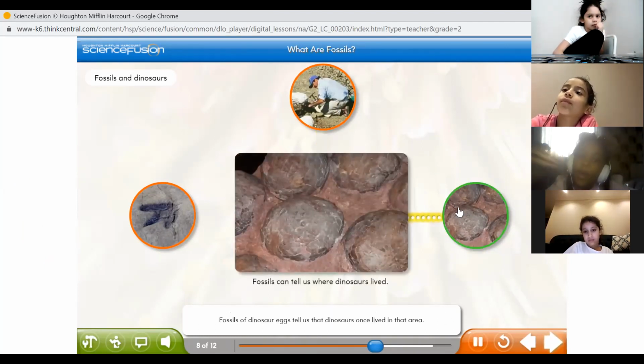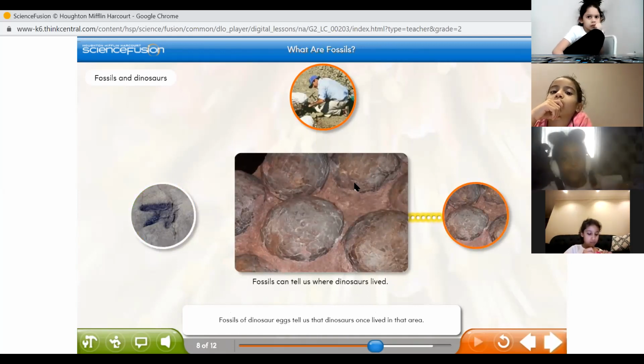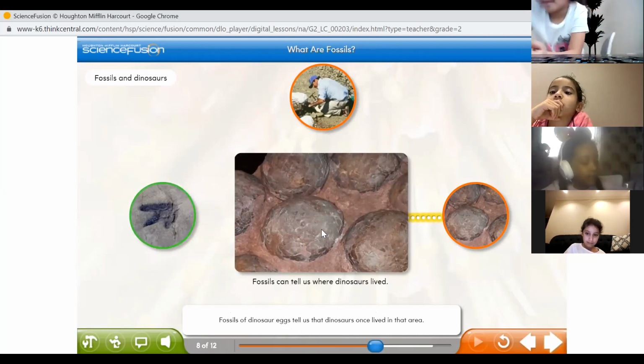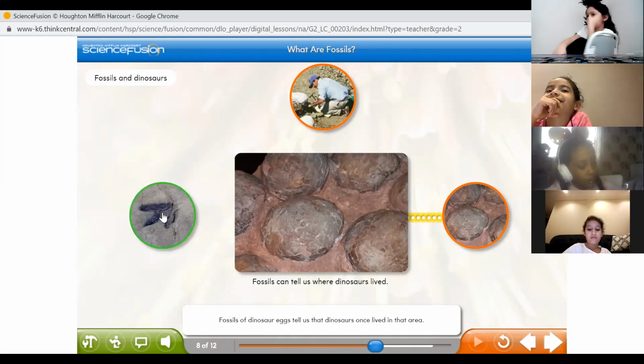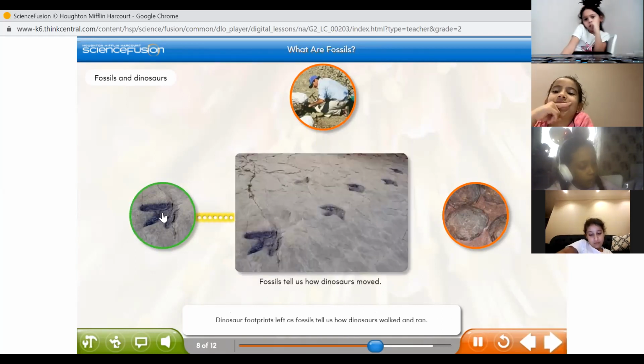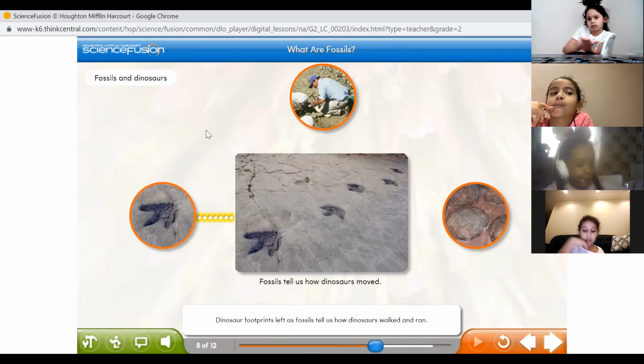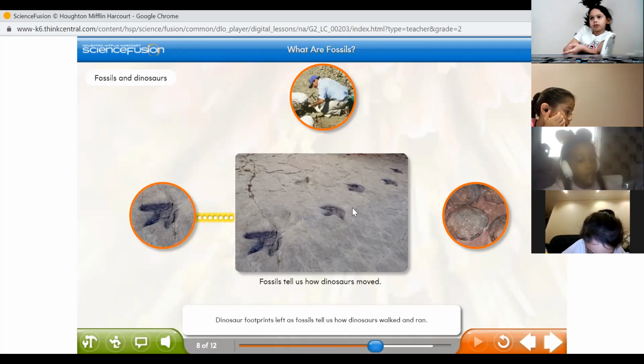Fossils of dinosaur eggs tell us that dinosaurs once lived in that area. Nice. So these are dinosaurs' eggs. They knew that dinosaurs lived in this area or this space by finding their eggs. Dinosaur footprints, left as fossils, tell us how dinosaurs walked and ran. Nice. So they learned how dinosaurs walked or ran from their footprints. Is it interesting? Yeah, it's really interesting, guys.